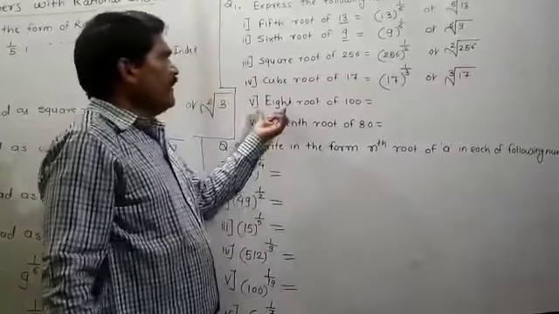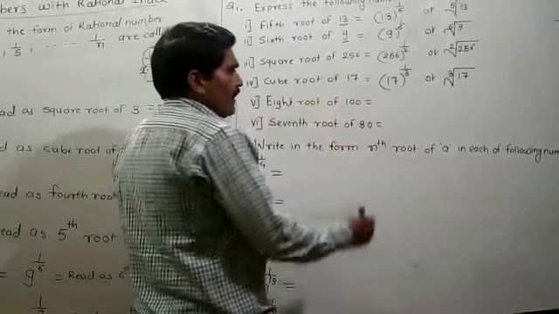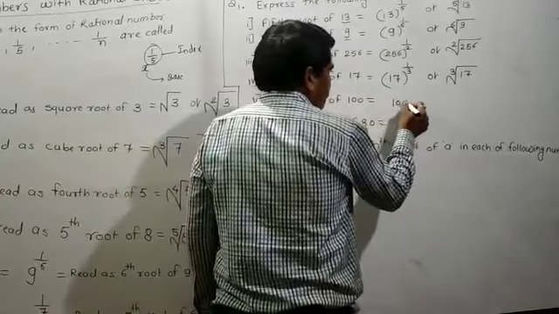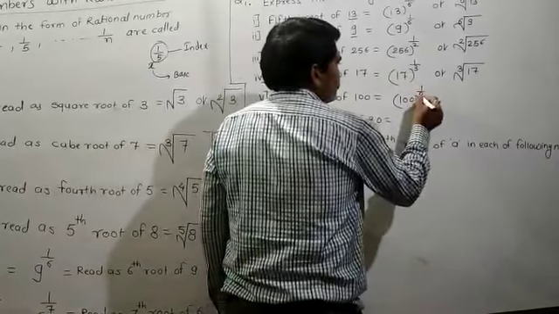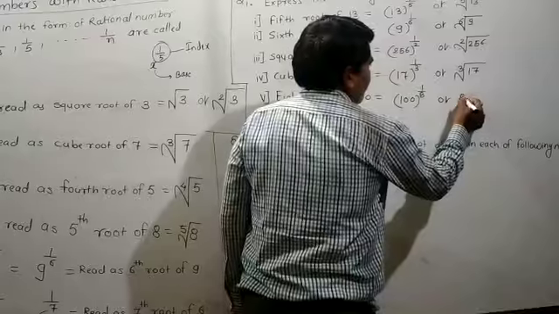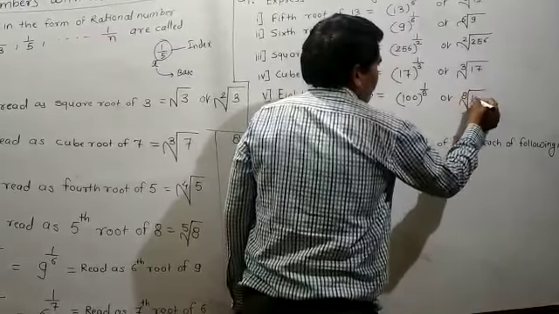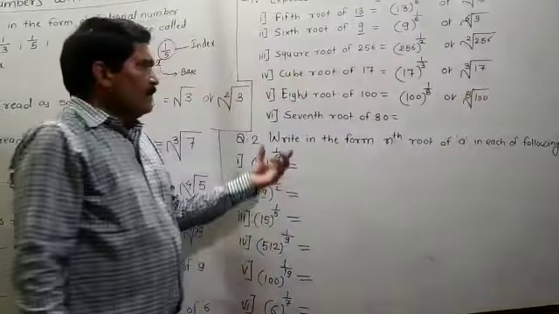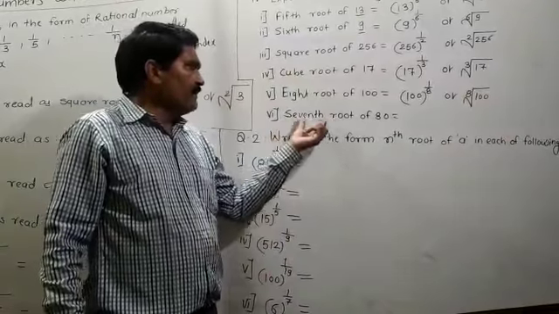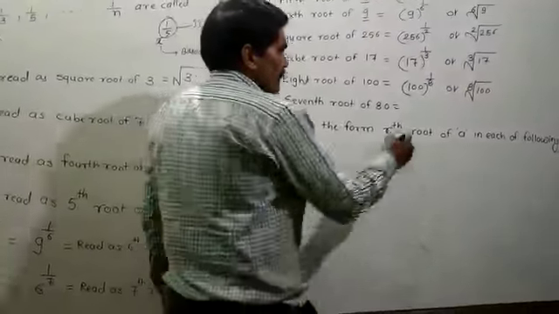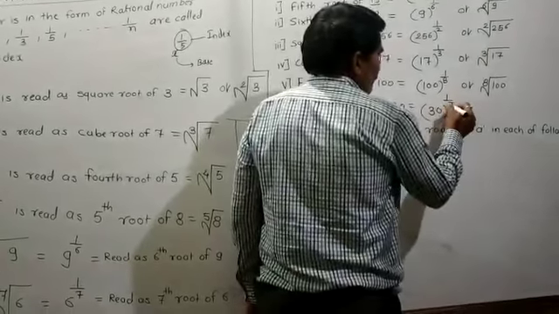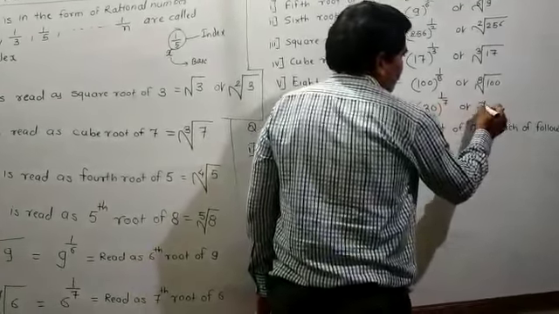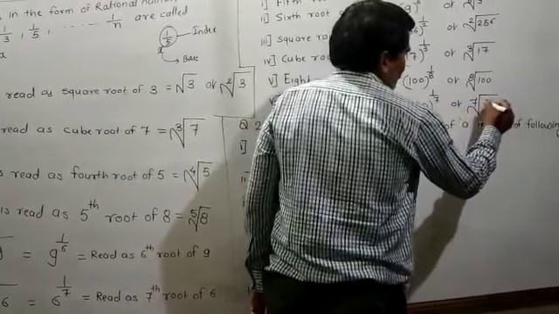Then the 8th root of 100. You have to write 100 as the base, and 8th root means 1 upon 8. Or you will write the 8th root of 100. Then the 7th root of 30. So 30 as it is you have to write, and the 7th root you will write like this, or you will write the 7th root of 30.